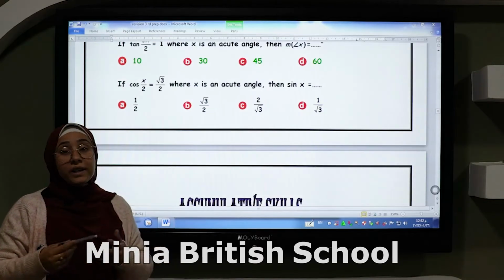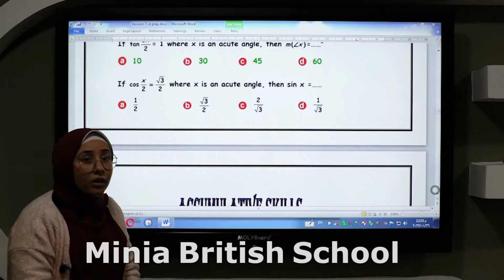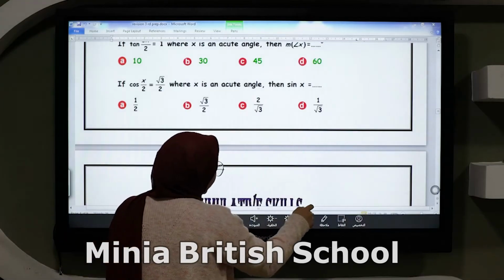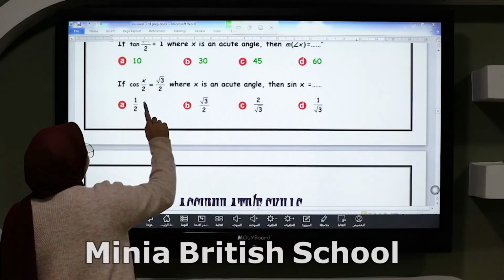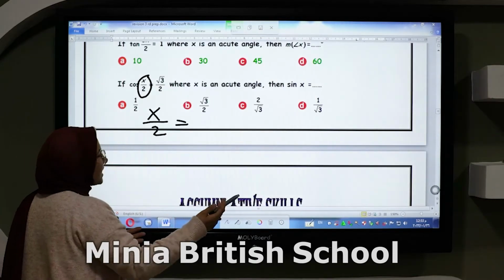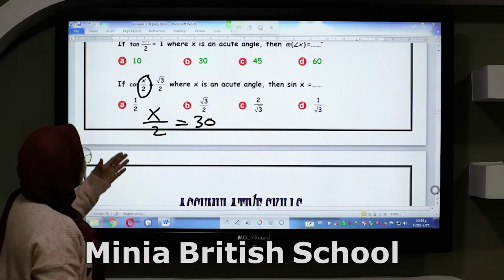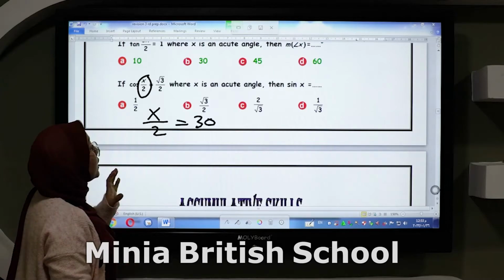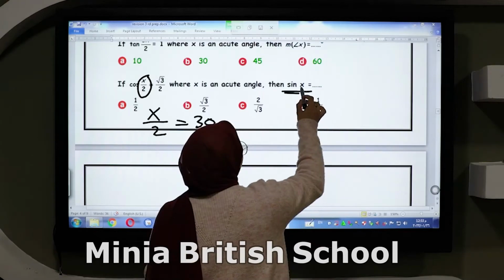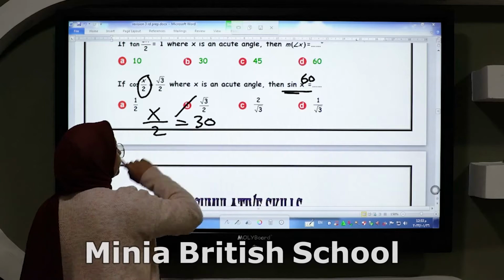If cosine x over 2 equal root 3 over 2, the same idea. Cosine this angle equal root 3 over 2. Then x over 2 equal 30. Then x equal 60. Now he needs sine x. So sine 60 equal root 3 over 2 also.